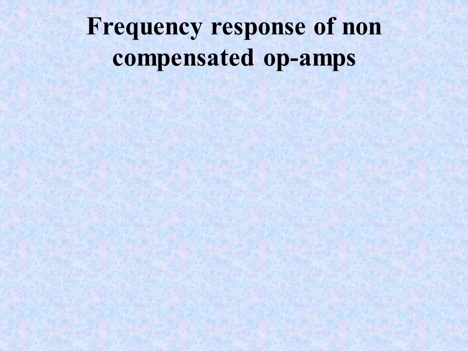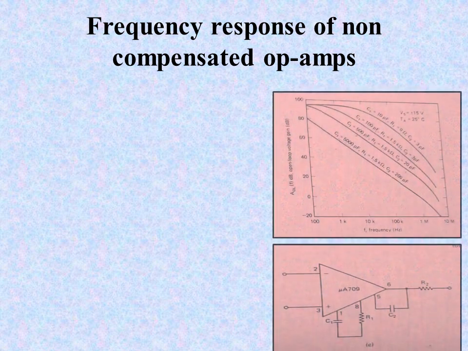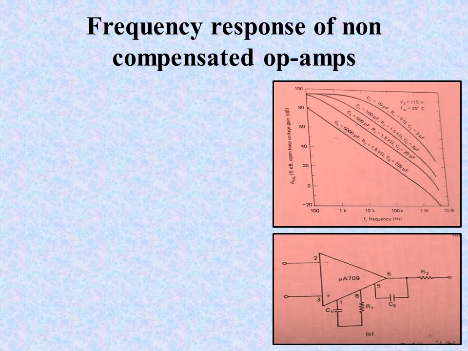Now we will see the frequency response of non-compensated op-amps. So again we'll draw the same graph between gain and frequency. Again here in a similar manner the gain is in decibels and the frequency is on a logarithmic scale. We can see there are many graphs showing different values of C1, R1 and C2. What are these C1, R1 and C2? This can be seen from the figure below. C1 is here, R1 is here and C2 is here.